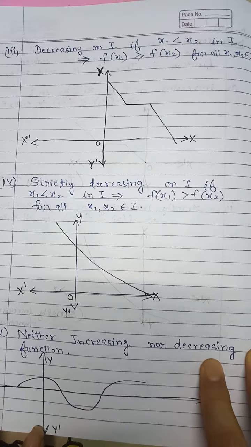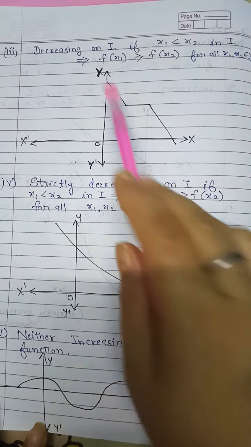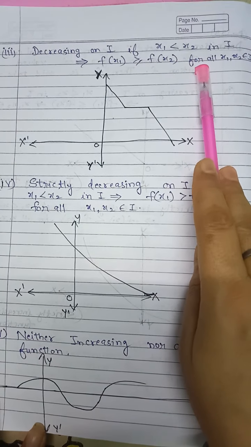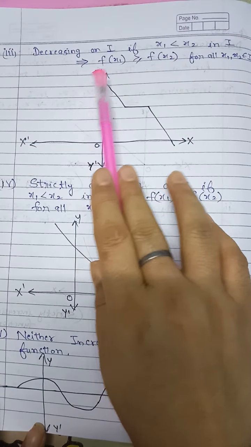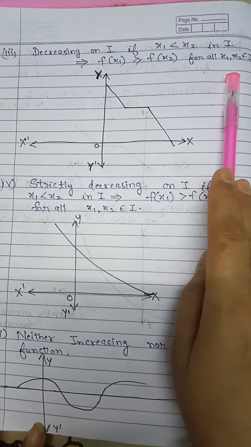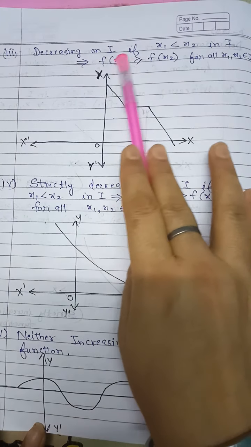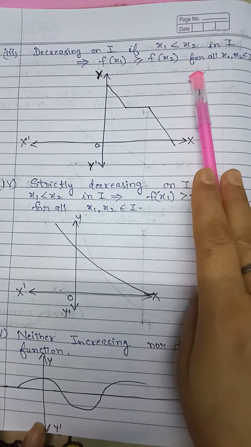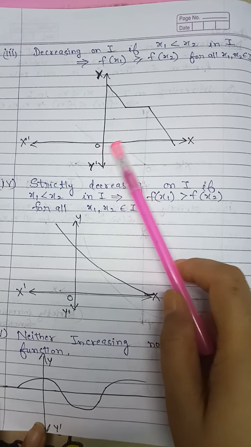Third is decreasing on I if x1 is less than x2 in I implies that f(x1) is greater than or equal to f(x2) for all x1, x2 belonging to I. You have to remember this. See how it is shown in the graph.